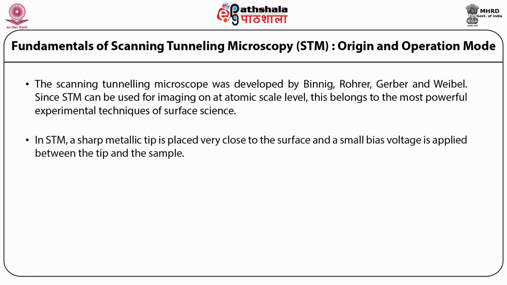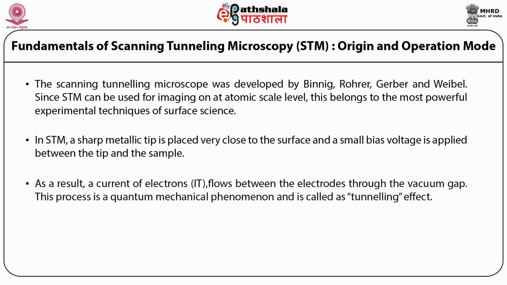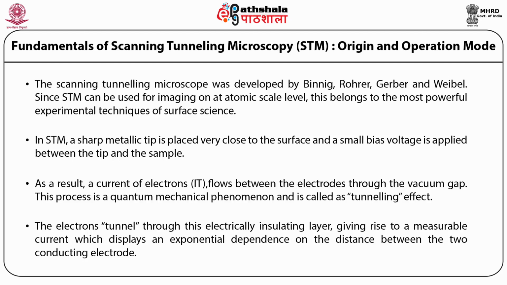So in STM, what we do is a sharp metallic tip is placed very close to the surface and a small bias voltage is applied between the tip and the sample. As a result, a current of electrons, here written as IT, flows between the electrodes through the vacuum gap. This process is a quantum mechanical phenomenon called the tunneling effect. The electrons tunnel through this electrically insulating layer, giving rise to a measurable current which displays an exponential dependence on the distance between the two conducting electrodes. As I said, with the help of this phenomenon, very small particles at the atomic level can be assessed with this technique.